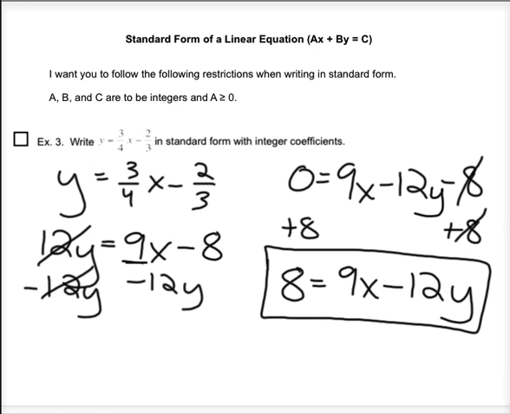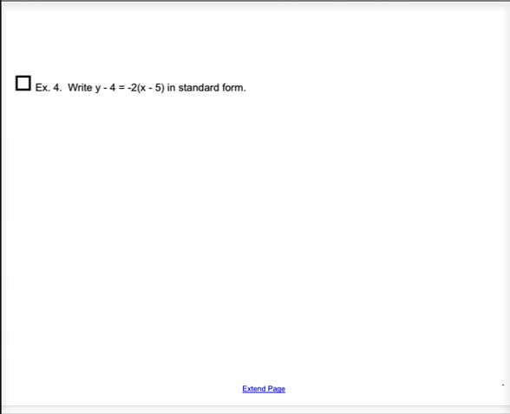Our next example is going to look exactly the same way. I want to turn that into standard form. Now, I've taught you before, the first thing you should think when you see parentheses like that is I want to distribute that. So, to get this one in standard form, the first thing I'm going to do is distribute that -2. So I'm going to get y minus 4 equals -2x plus 10.